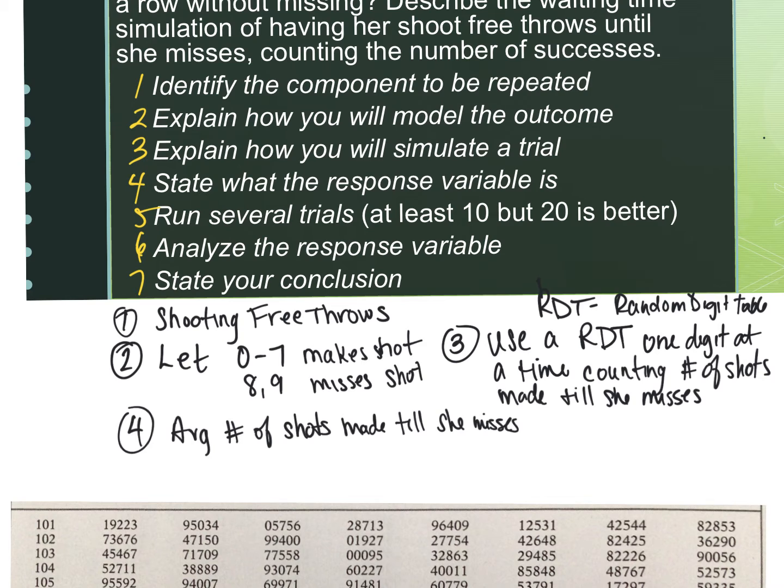And we're not going to just do it one time. We're going to repeat the trial over and over again so we can get a good idea of how many she's actually going to make. Right, so now we're going to run the trials. At least 10, 20 is better. Your book will tell you how many trials to run.